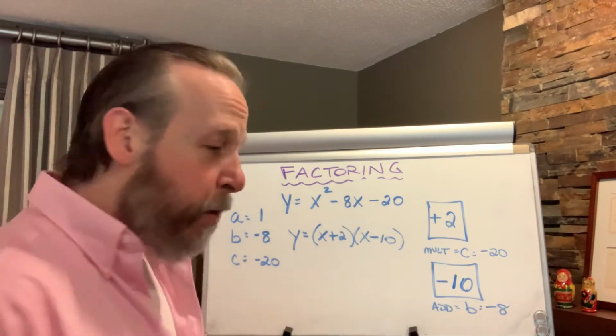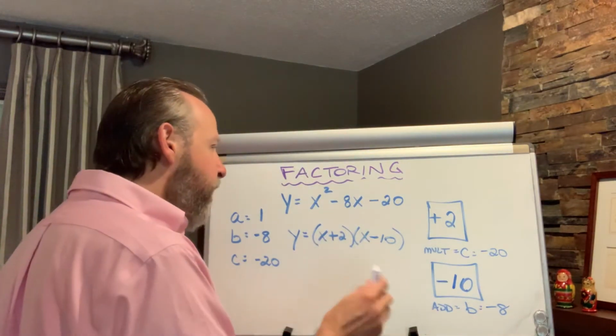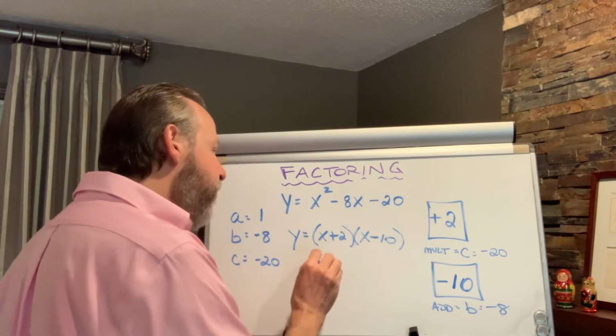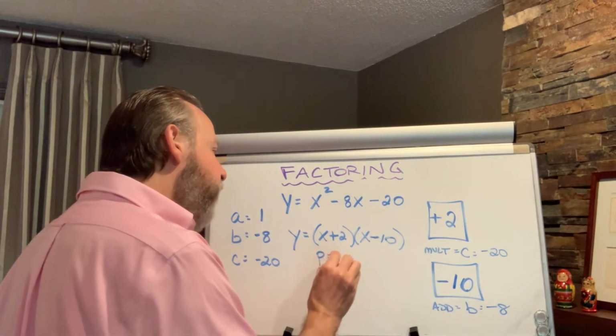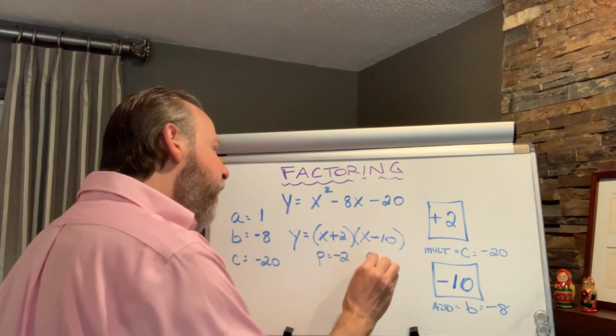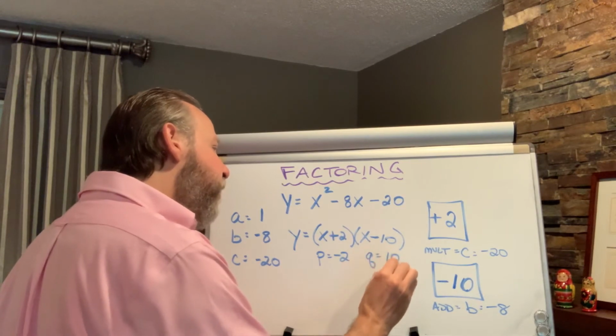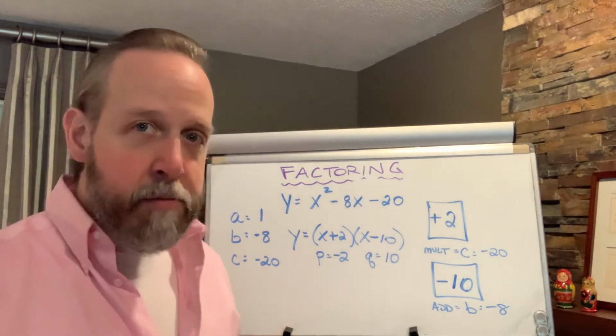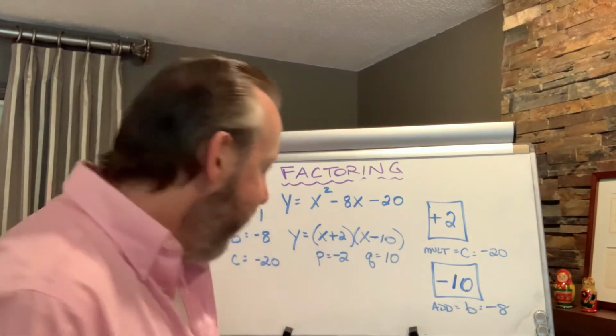To solve it, you want to know what the numbers would be that would give you your x-intercepts. So we have a negative 2 for P and a positive 10 for Q. We're done. That is solved.